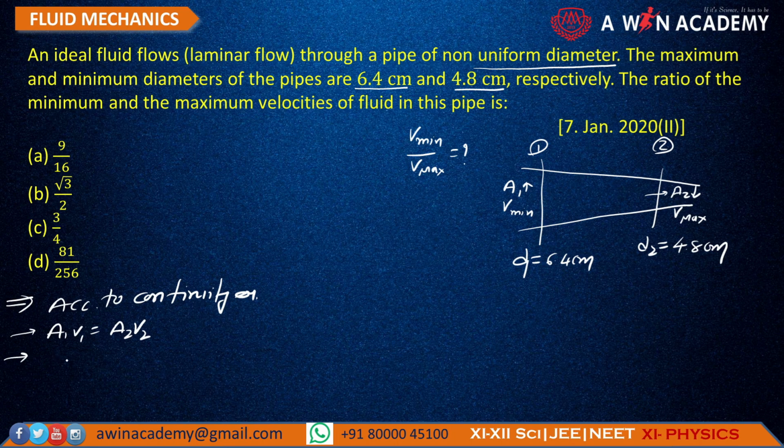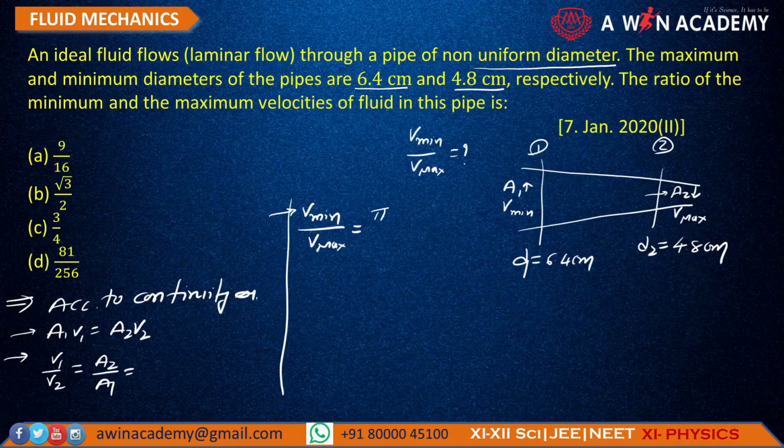Here V1 is the minimum velocity, so we take V1 by V2, then it will become A2 by A1, या आप इसी को ही बोल सकते हो V minimum upon V maximum is equal to pi D2 square by pi D1 square. Pi cancel out. D2 is what?